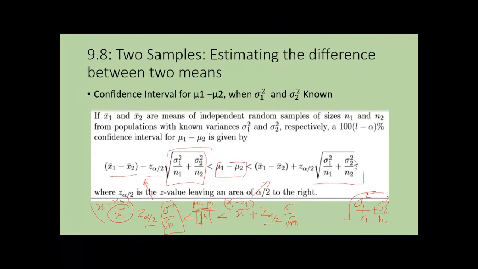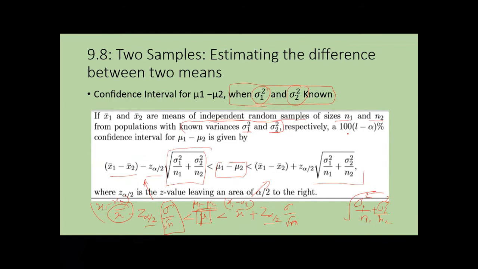Okay. What is going on? If x1 bar and x2 bar are means of independent random samples of size n1 and n2 from populations with the known variances sigma 1 square and sigma 2 square. So we are assuming this case, where the population variance is known. There are different cases we are going to discuss. So when population variance is known, you will get sigma 1 square, sigma 2 square.